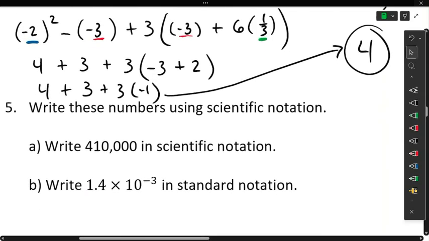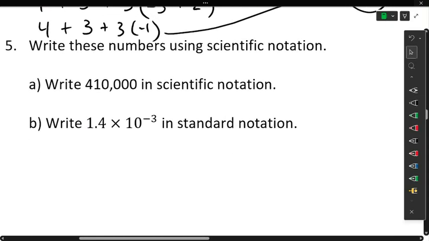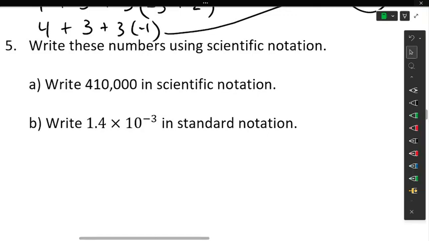All right, next, write these numbers using scientific notation. So the first one is given in standard notation. We have to write it in scientific notation. The other one's given in scientific notation, and we have to write it in standard notation.